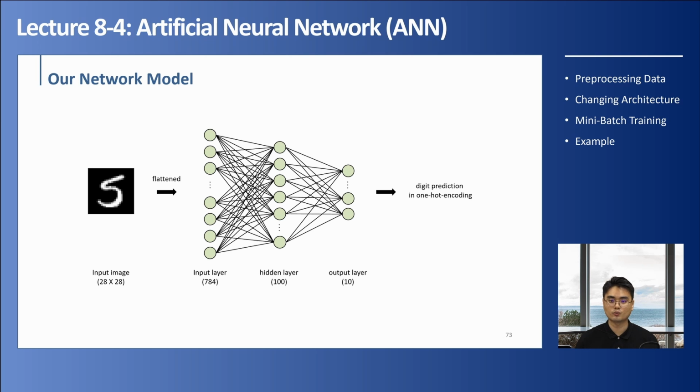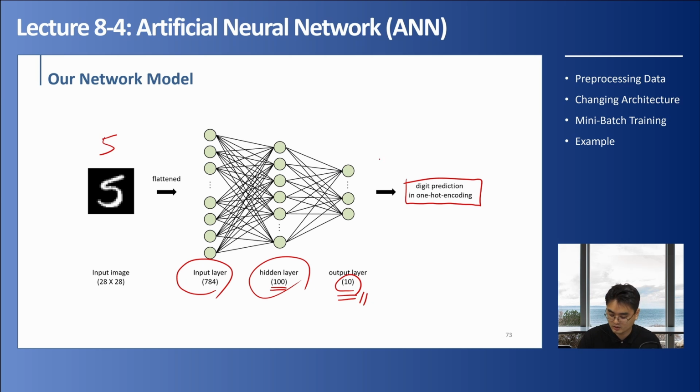So the network model that we're going to design will have the input layer of 784, the hidden layer with 100 neurons, and the output layer with 10. And what we're going to do here is digit prediction in one-hot encoding, which means that if this is, for example, 5, we want to have a vector where this is for digit 0, 1, 2, 3, 4, 5, and so on. We want to have only 1 here and the other ones as 0. So this is called one-hot encoding.